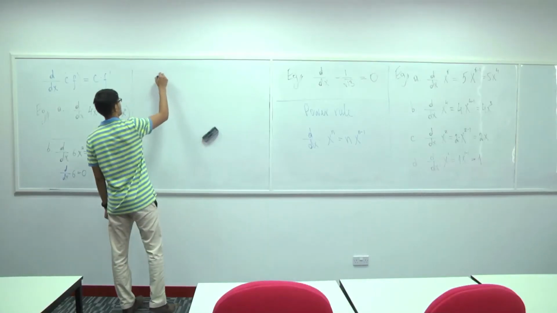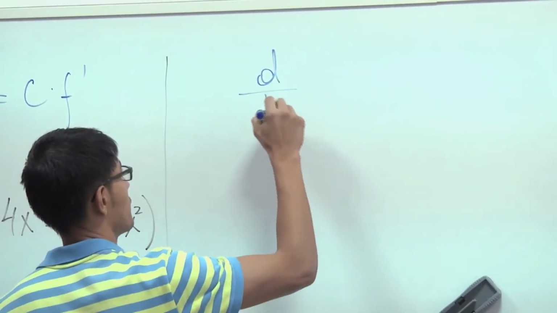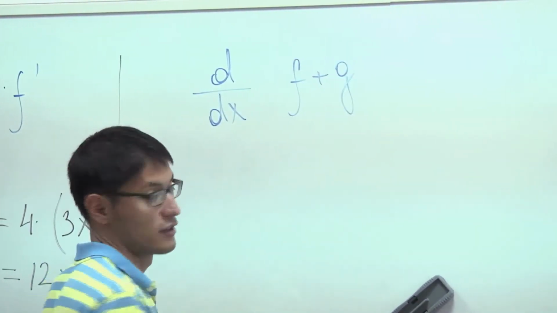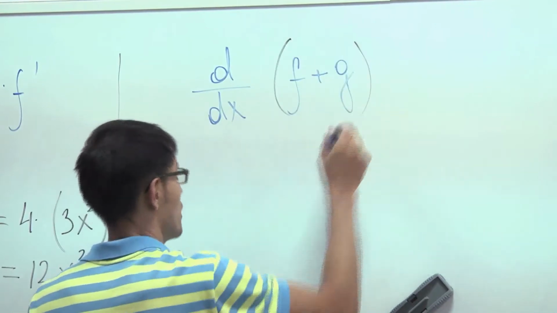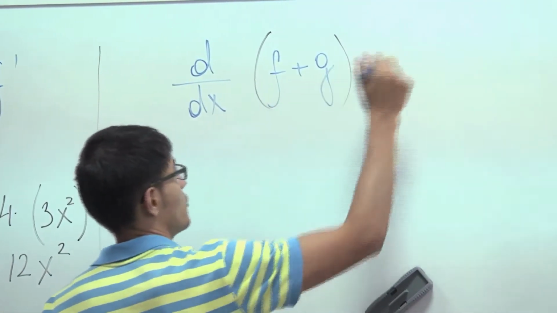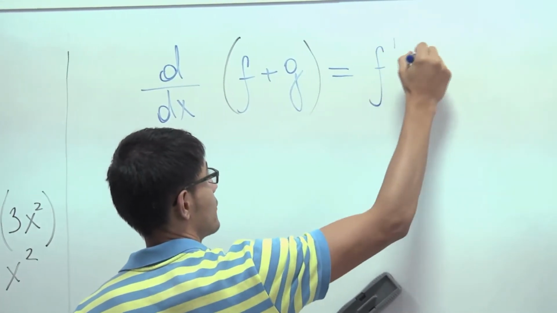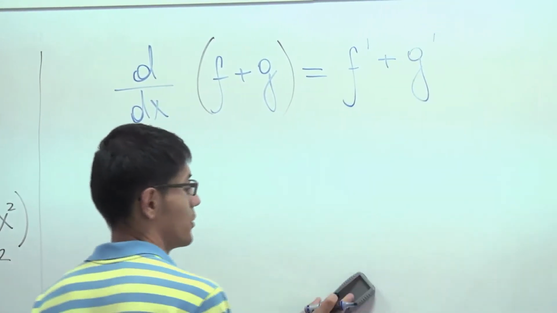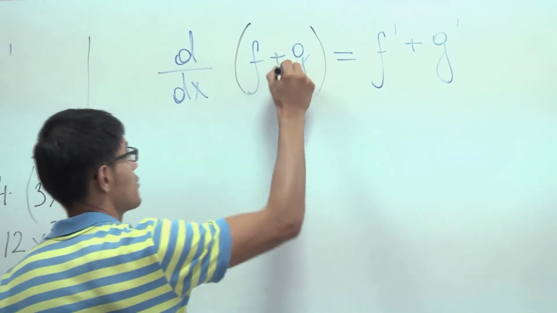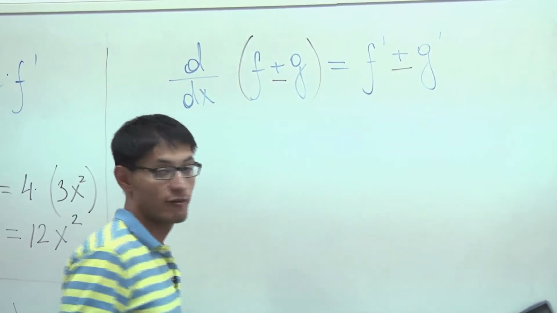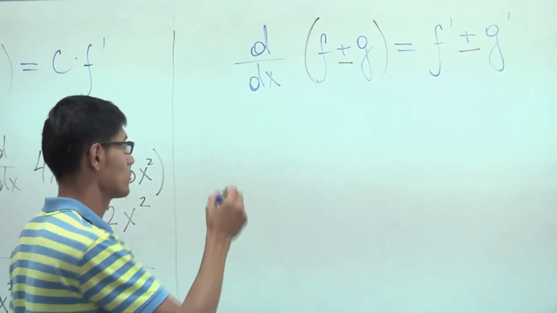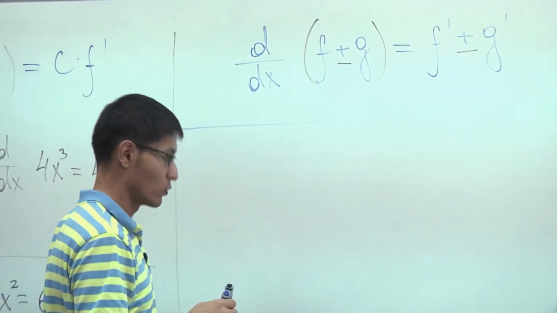Suppose you want to take the derivative of the sum of two functions, f plus g. Well, you can do it step by step. You can first take the derivative of f and then add it to the derivative of g. And likewise, if you have f minus g, this will just become f prime minus g prime. So these are basic rules that we expected to happen.